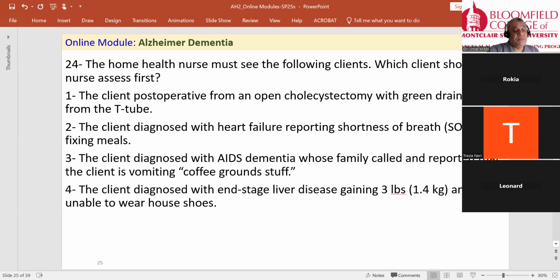So, 24. The home health nurse must see the following clients. Which client should the nurse assess first? If you work as a home health nurse and you're going to see 4 patients, and you have previewed the 4 cases, who would be the first one to visit?